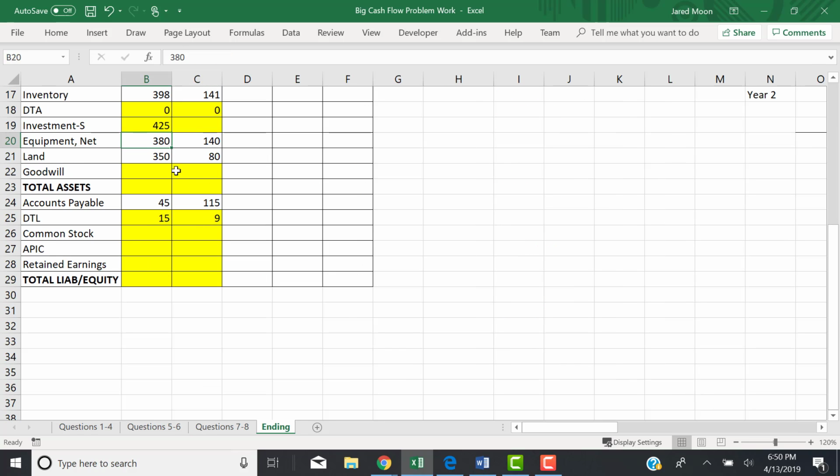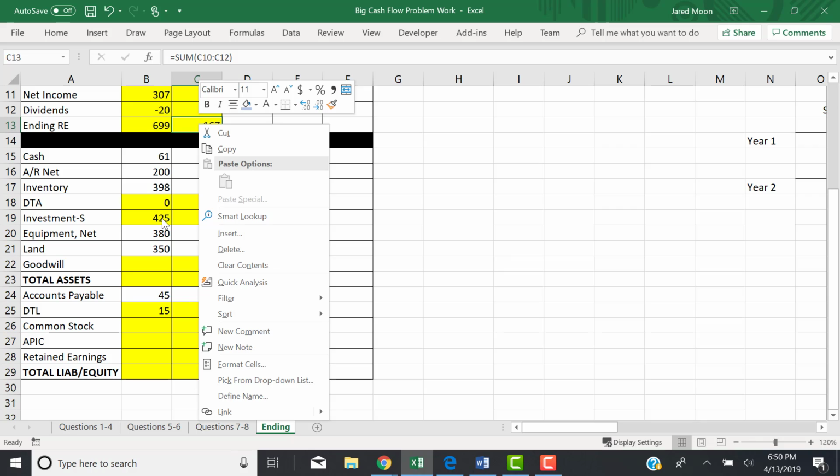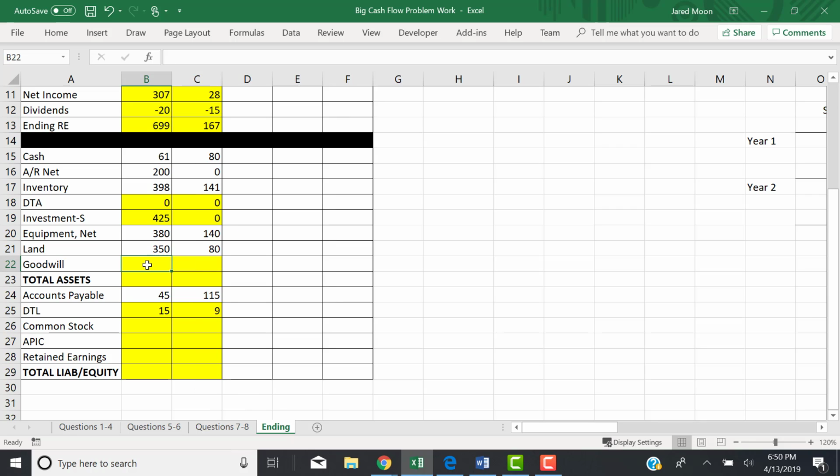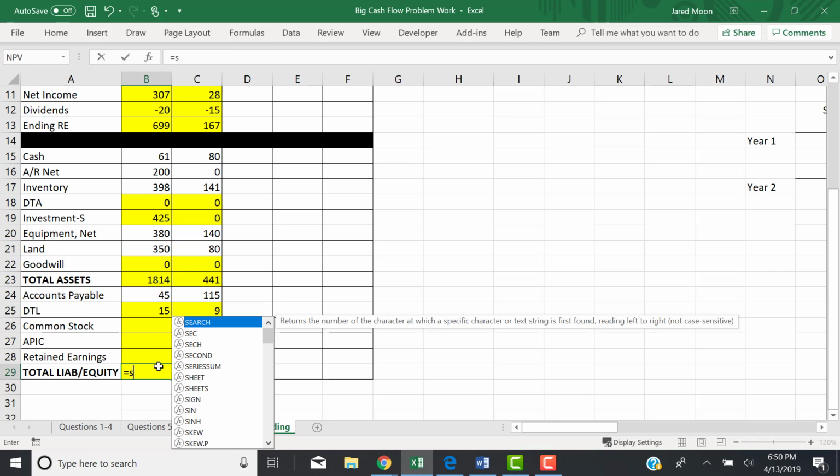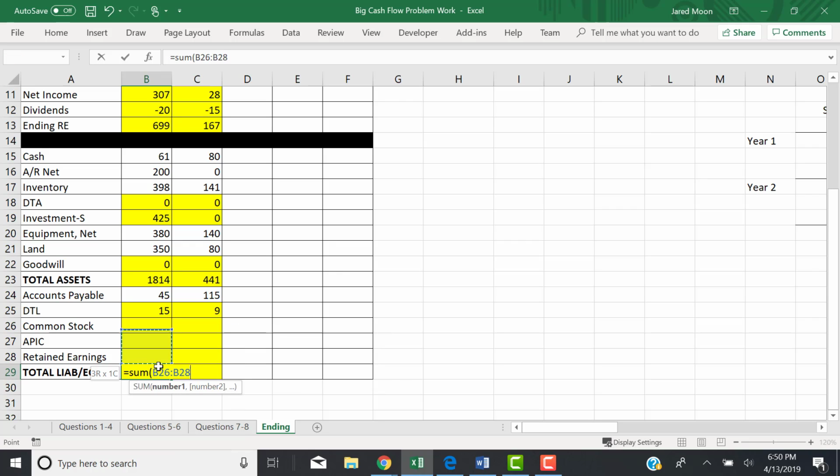And then we're going to jump over here and make it 425. Investment in S, 0 for the sub. Oops, sorry. And goodwill, remember we always start those at 0. And total assets, let's add them all up. And just drag this over here. And then I'm going to just go ahead and put this sum in right here so that it works while I do it. And drag it over.